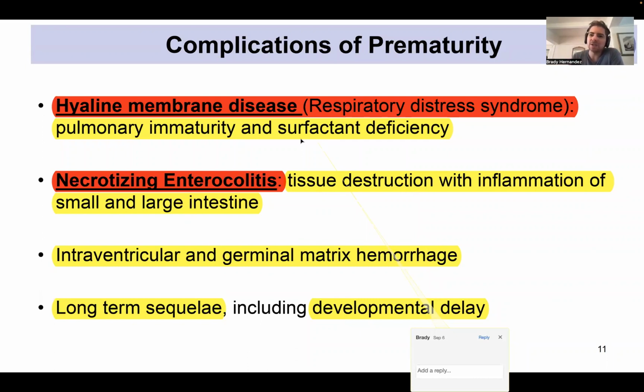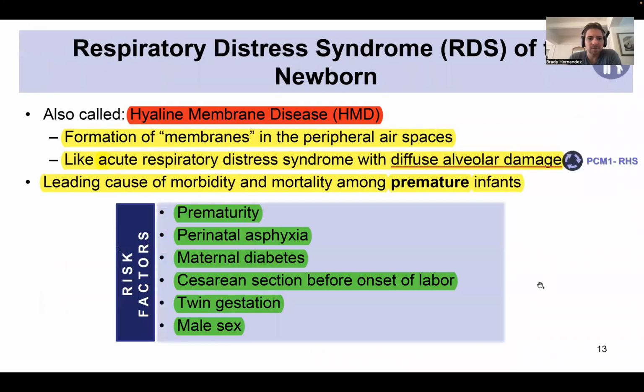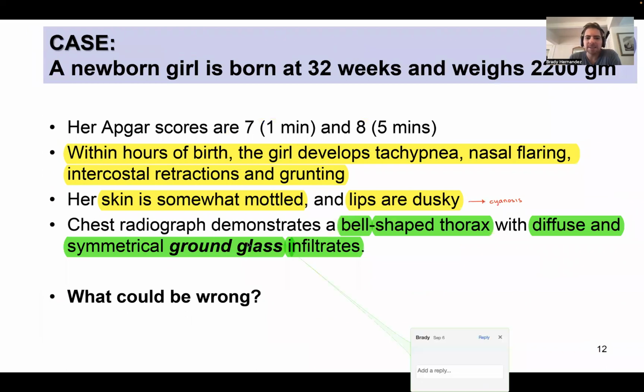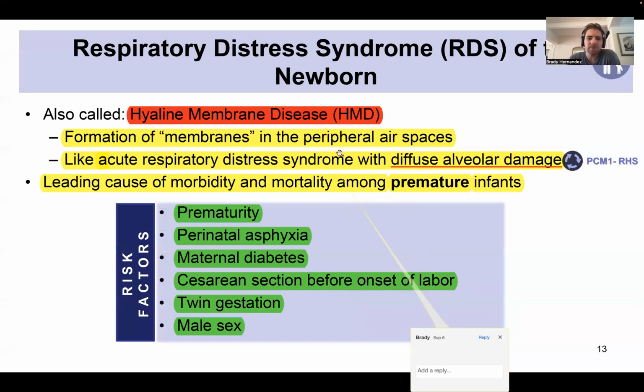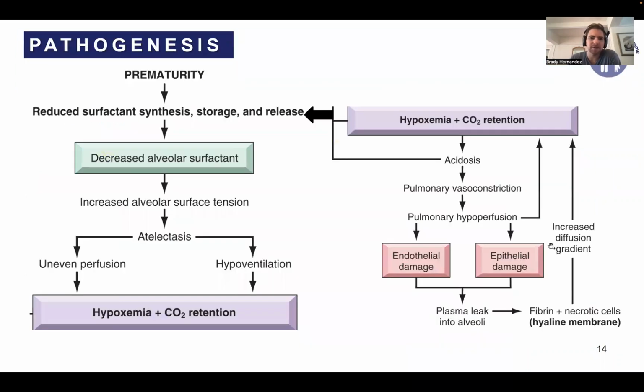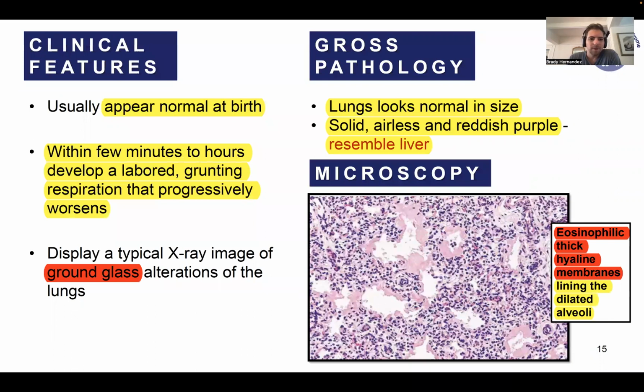Now, some of the complications that develop from respiratory distress, not only hyaline membrane disease, which is the primary problem, but you can get some other things. So one of them is necrotizing enterocolitis. So it's tissue destruction of the small and large intestine. Okay. And there's a few other ones that they talk about that we'll look at too. Hyaline membrane disease is one of those things. Again, this is not specific. There's some other things that cause this ground glass appearance, but hyaline membrane disease is one of them. Okay, so diffuse alveolar damage, premature infants, we're thinking surfactant deficiency.